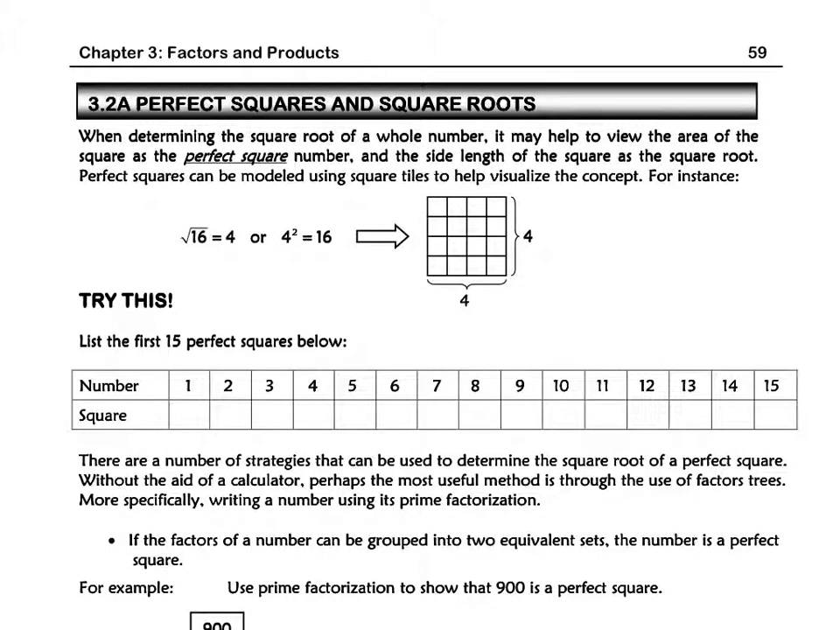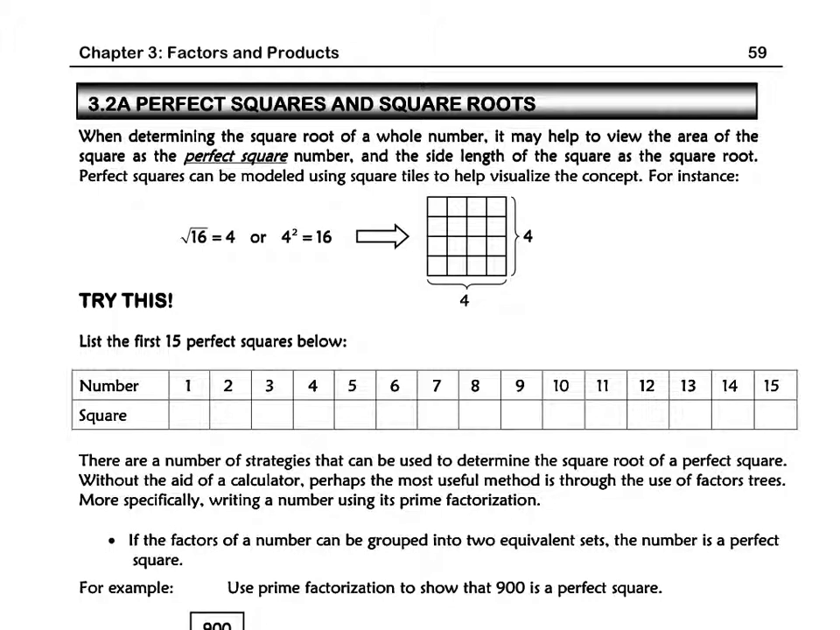Okay, section 3.2 A is on perfect squares and square roots. So first thing we're going to do is talk a little bit about perfect square numbers. When we're finding the square roots of perfect square numbers, sometimes it helps to think of the perfect square number as the area of a square, and the side length then would be the square root of that number. For example, if you had a square of area 16, then because the side length would have to be 4 times 4 to give you 16, the square root of 16 would be 4.